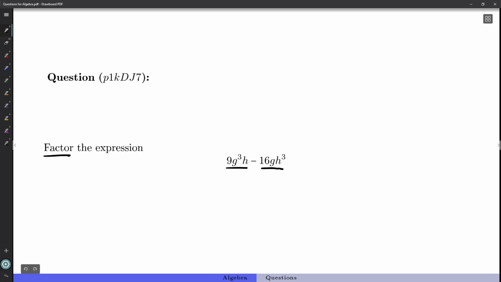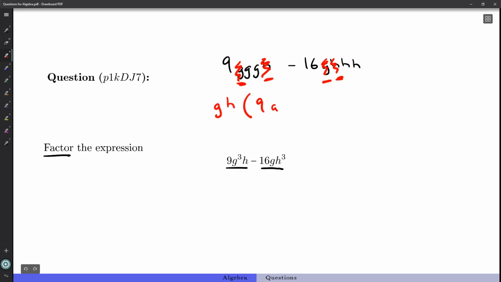G cubed h. So that's g times g times g times h. And then we've got 16g h cubed. So that's h times h times h. And sometimes when you write it out like this, you might say, well, hey, each of these has a g and an h. Sure, one of them has a few more g's, the other one has a few more h's, but they have a g and an h in common. So maybe we could factor out a g and an h. Just remove them from what we've got, and then what do we have left over?